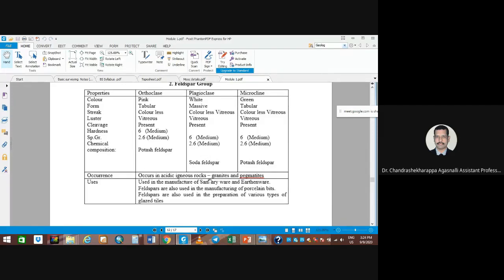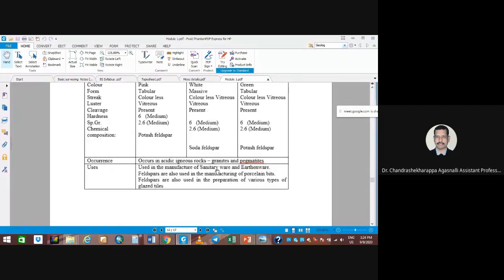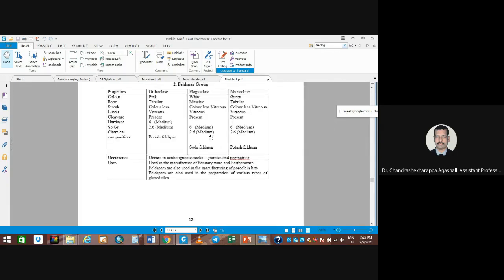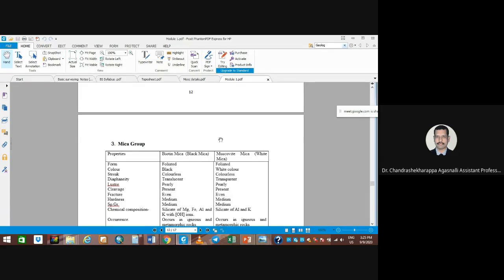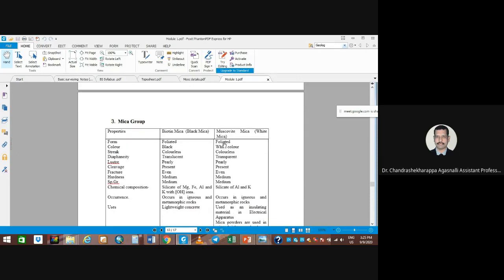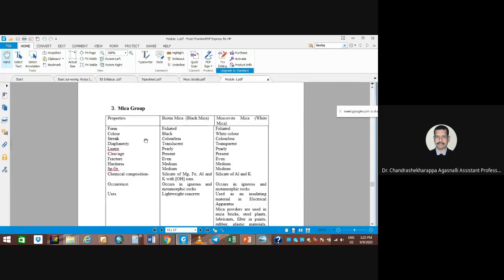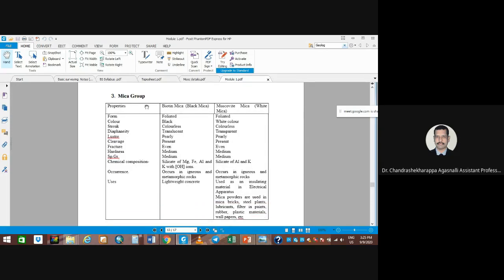So where do we use this? We use it in the manufacturing of sanitary products and earthenware. We also use it in porcelain and tile manufacturing. This is a raw material for the manufacturing of sanitary wares and also of tiles. Right. The mica group of minerals we'll discuss in the next class, but let's finish this one actually.